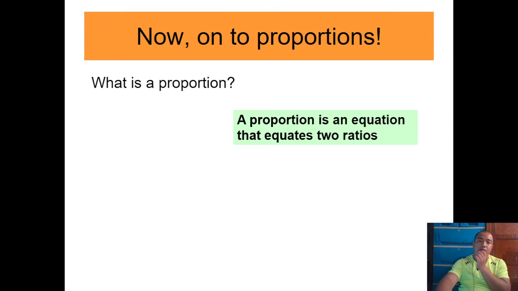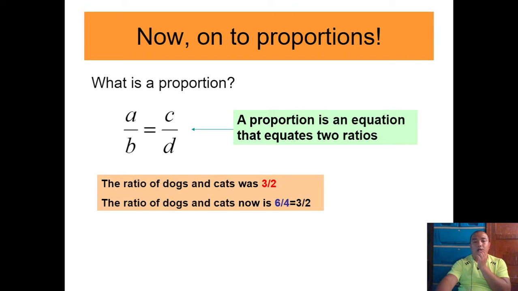What is a proportion? Proportion is an equation. So may equal siya. That equates two ratios. So two ratios are equal. That means it's a proportion. Okay, it can be written as A to B equals C to D, or as a fraction, A over B equals C over D.